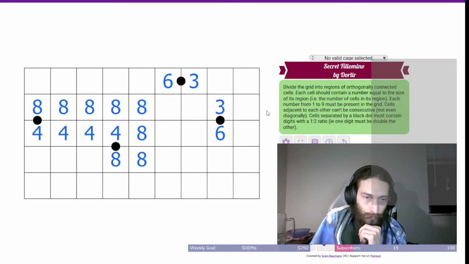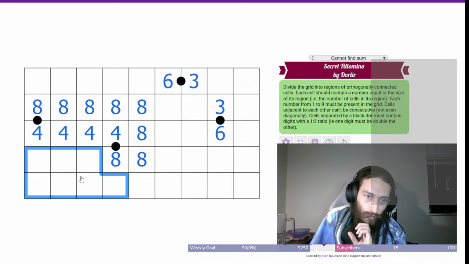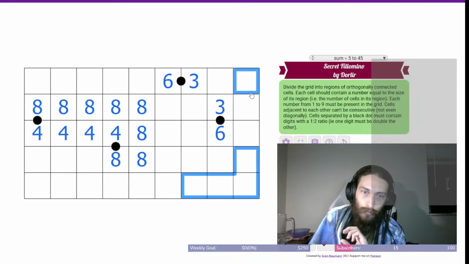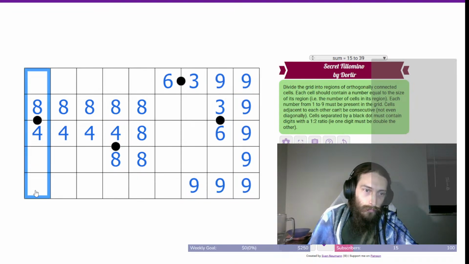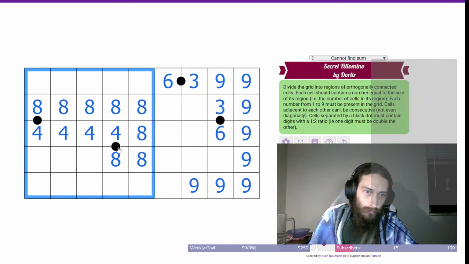Well, 9's going to have to go around the right-hand edge because it can't touch 8s, even diagonally. Right. And there's not enough space in this corner. So if you mark off where 9 cannot be, well, I wouldn't worry about it over there, but, yeah.